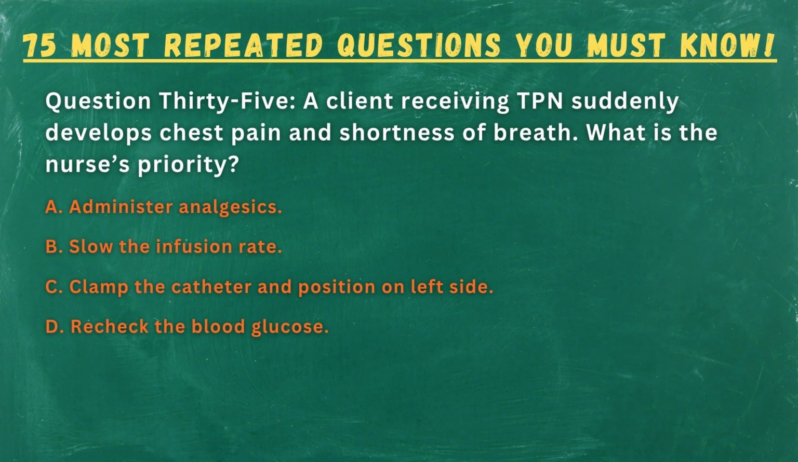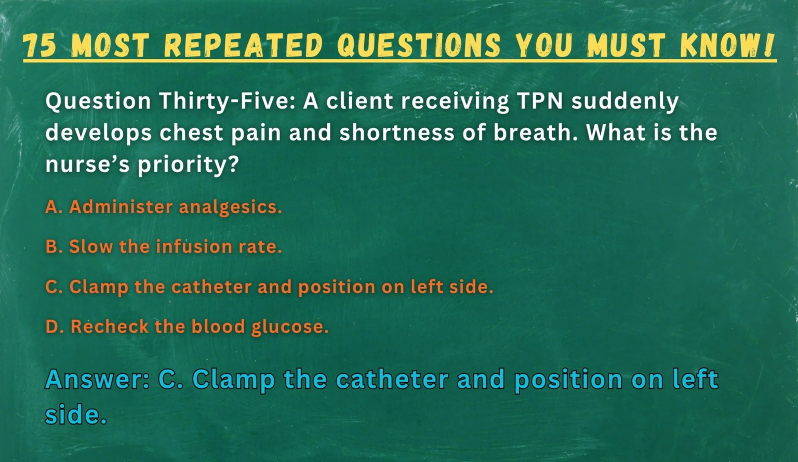Question 35. A client receiving TPN suddenly develops chest pain and shortness of breath. What is the nurse's priority? A. Administer analgesics. B. Slow the infusion rate. C. Clamp the catheter and position on left side. D. Recheck the blood glucose. Answer: C. Clamp the catheter and position on left side.